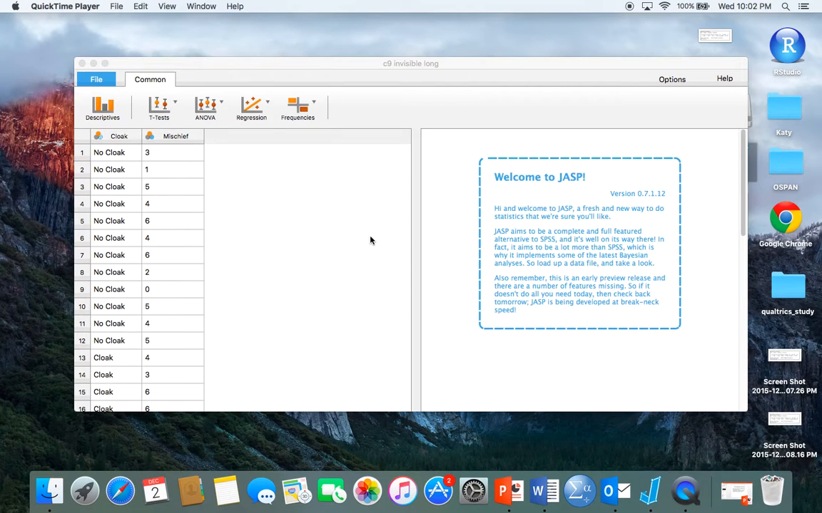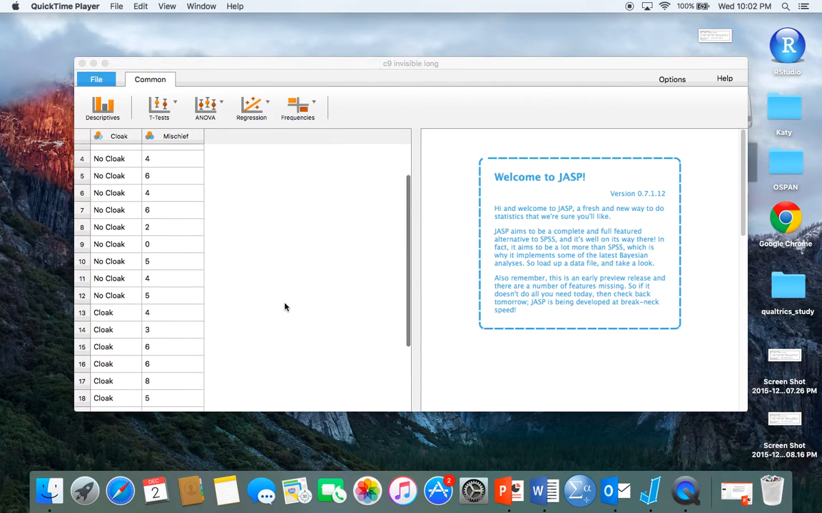We started out with the cloak data, and so to run the independent t, we wanted to see if people who were given an invisibility cloak were more mischievous than those who were not given an invisibility cloak. So we were comparing two independent groups of people. Those groups were completely separate.